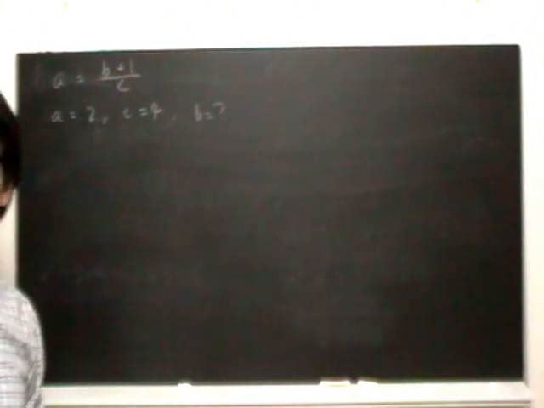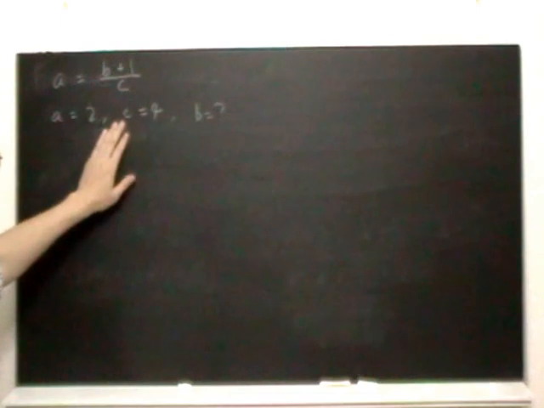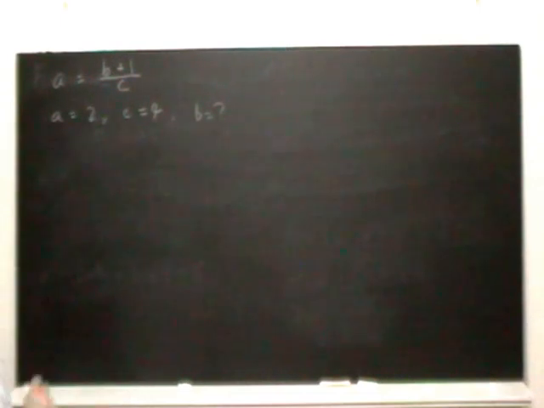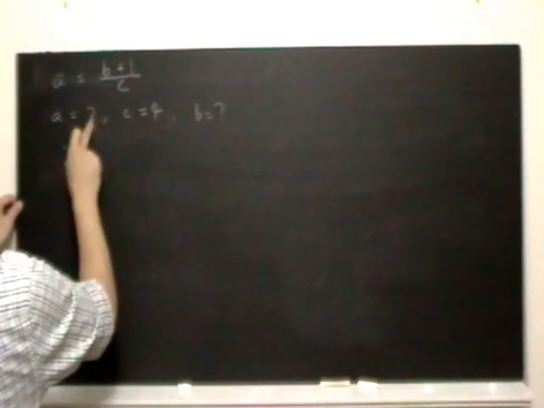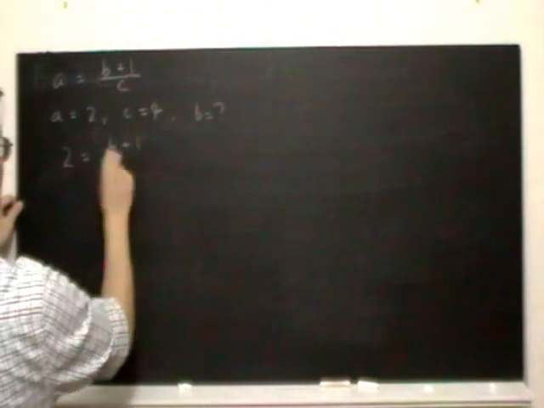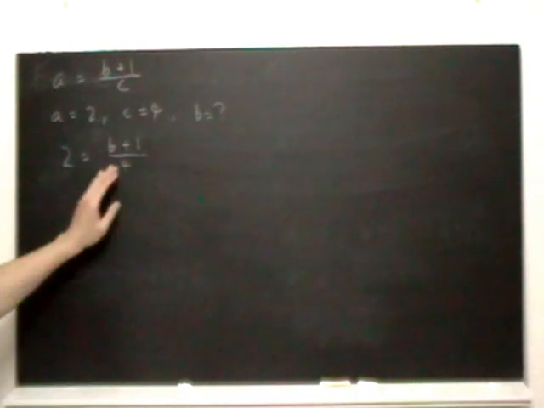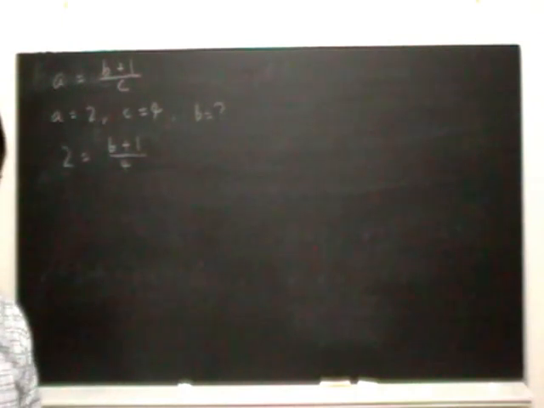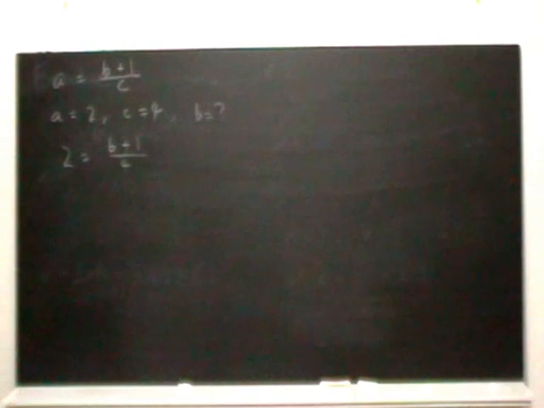In order to find B, let's start by substituting A and C into the formula. So A is 2, B we don't know, C is 4. Now we need to find B. So this is an equation with the symbol B. We use what we have learned about the equation.